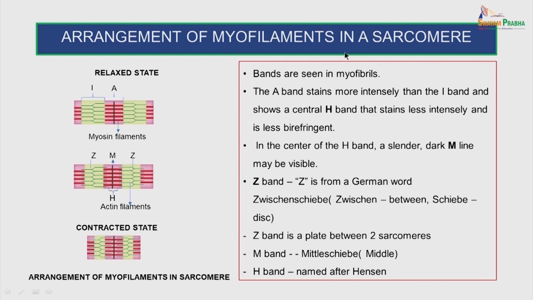The arrangement of myofilaments in a sarcomere. The bands are seen in myofibrils. The A band stains more intensely than the I band and shows a central H band that stains less intensely and is less birefringent. In the center of the H band, a slender dark M line may be visible. The Z band is derived from a German word, Zwischenscheibe, Zwischen meaning between and Scheibe meaning disc. The Z band is a plate between two sarcomeres. The M band is called Mittelscheibe meaning middle, and the H band is named after Hensen.